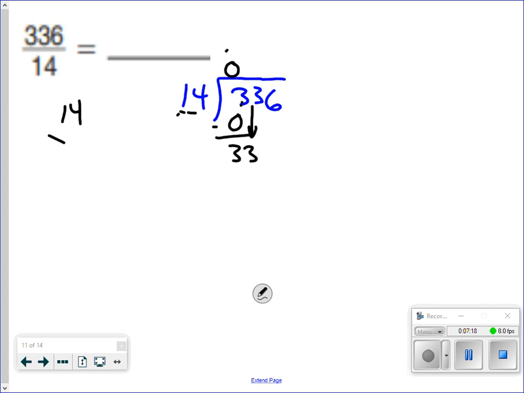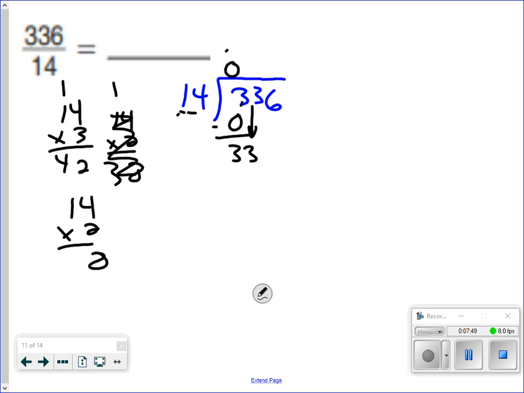Well, 14 times 3 gives me 12. 3 times 1 is 3, plus 1 is 4. Gives me 42. Whoa, did I mess that up? No, that's times 3. 14 times 2, I apologize, is 8. 2 times 1 is 2, plus 1 is 3. That is 38. That's not correct either. Time out. 14 times 2. 8, 2. There it is. 28. Hang in there with me, kids. See? Look, Mr. Green made a mistake too.